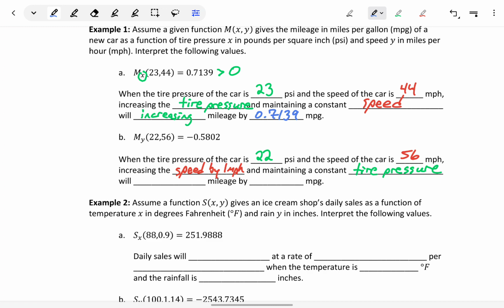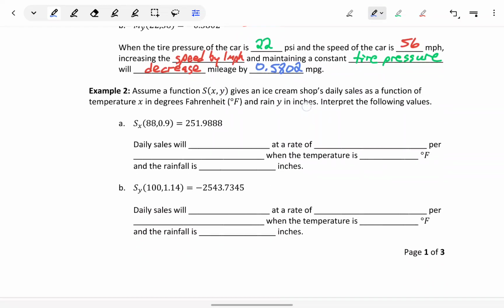will in this case decrease, since the function value of our derivative function is negative. That will decrease mileage by 0.5802 miles per gallon. So that is maintaining our tire pressure, but increasing our speed by 1 mile per hour will decrease total mileage.